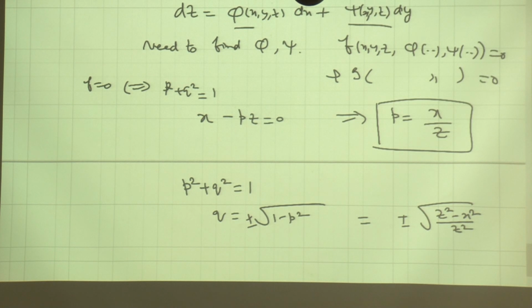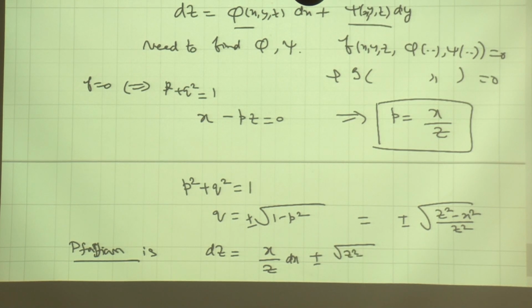So therefore, what is the Pfaffian which we need to solve and which gives you the one parameter family of common solutions? Pfaffian is dz is equal to x by z dx plus or minus square root of z square minus x square by z dy. So assume z is positive. If z is negative, you repeat. Okay?